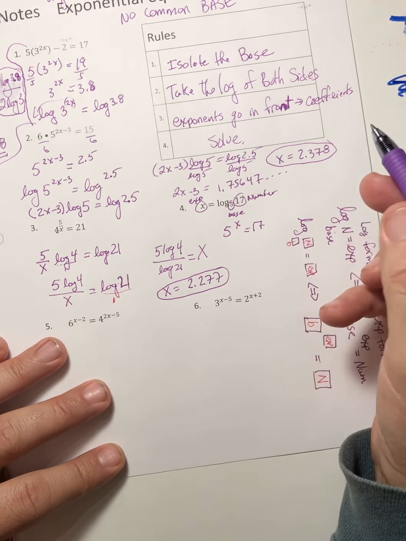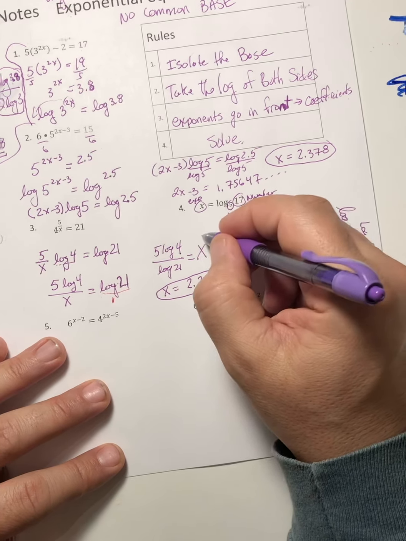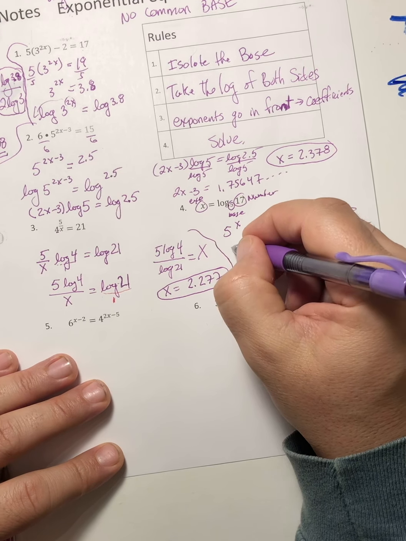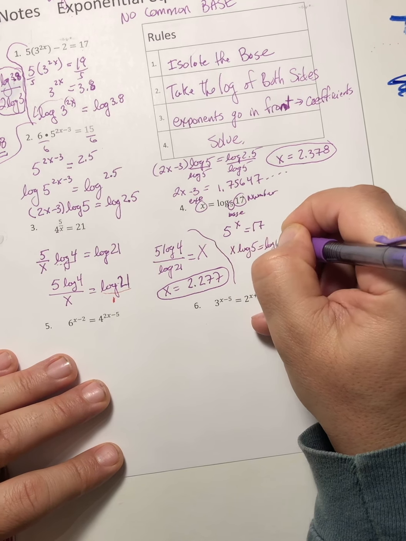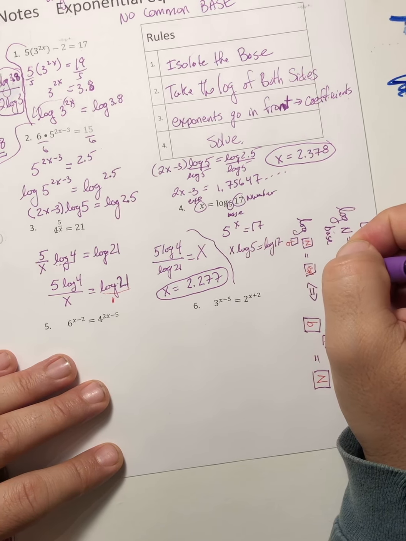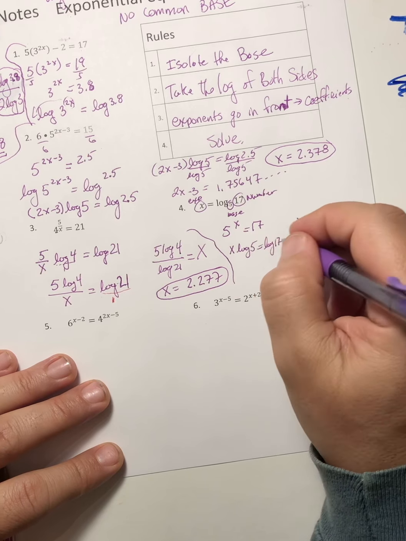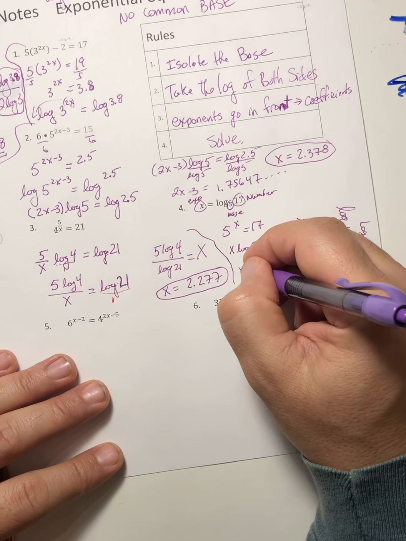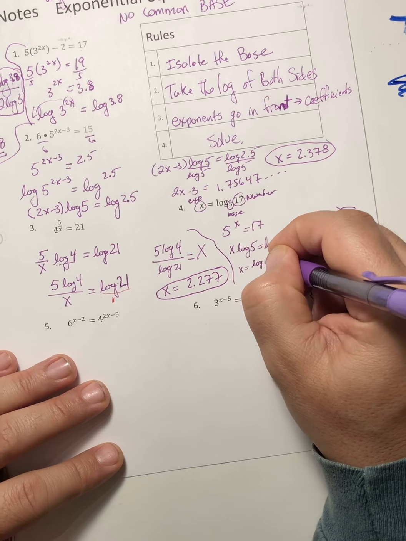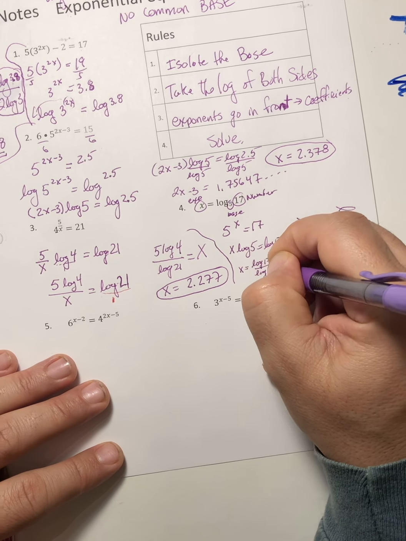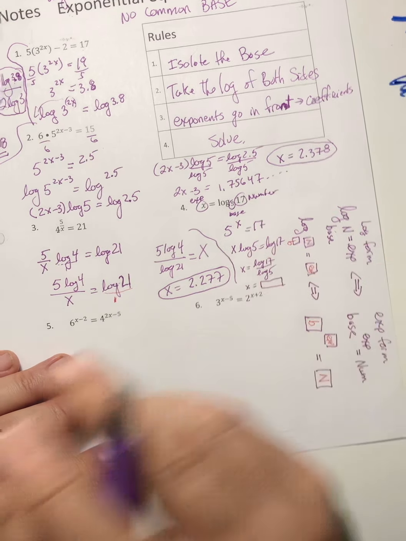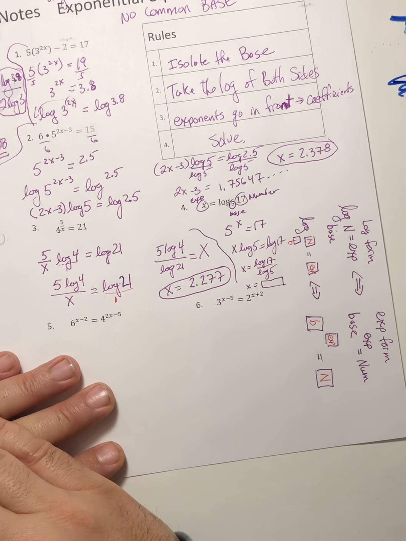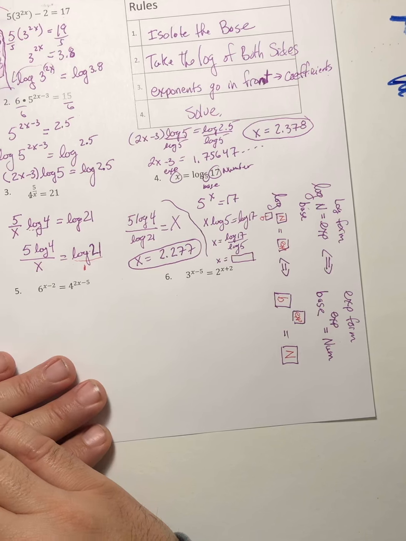Can I get a common base here? No. We got to take the log of both sides. So we have x log of 5 equals log of 17. Just got to divide by log of 5. So x equals log of 17 over log of 5. And whatever that decimal is, you're done. By the way, you just picked up another exponent law.